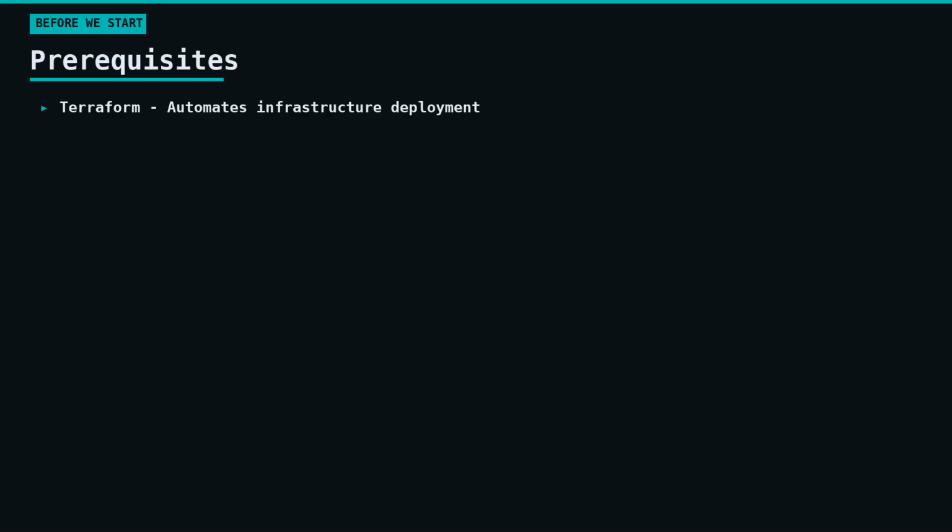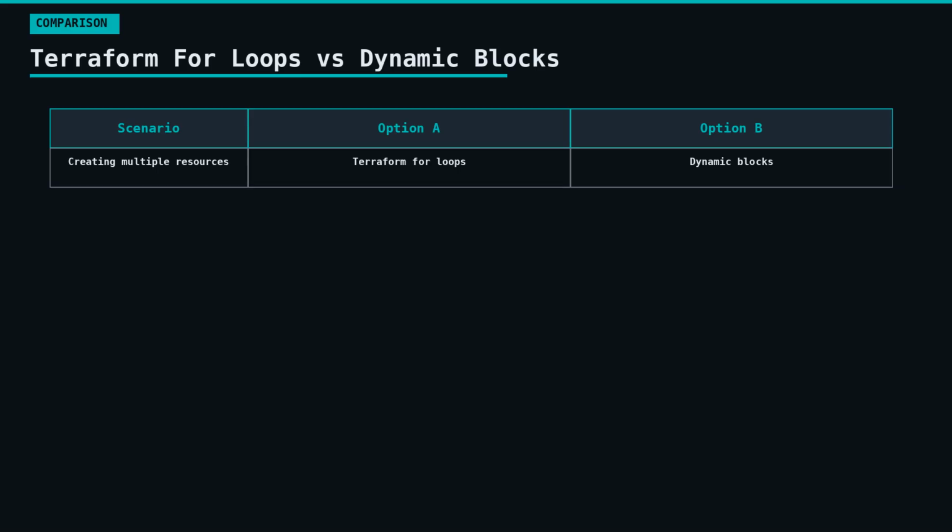So, when should you use Terraform for Loops and dynamic blocks? The answer depends on your specific use case. If you need to create multiple resources, such as virtual machines or databases, using a single template, then Terraform for Loops are the way to go. On the other hand, if you need to create complex infrastructure configurations using simple, reusable blocks, then dynamic blocks are the better choice. Here's a comparison table that summarizes the key differences between Terraform for Loops and dynamic blocks.